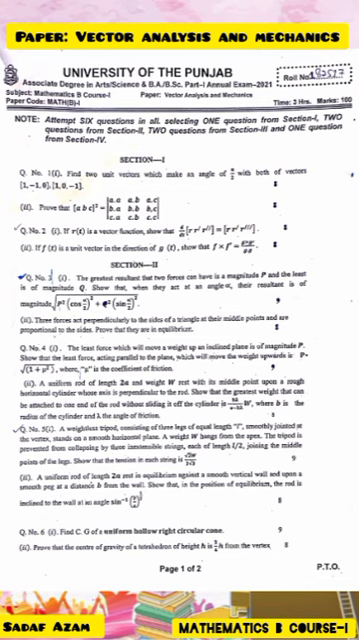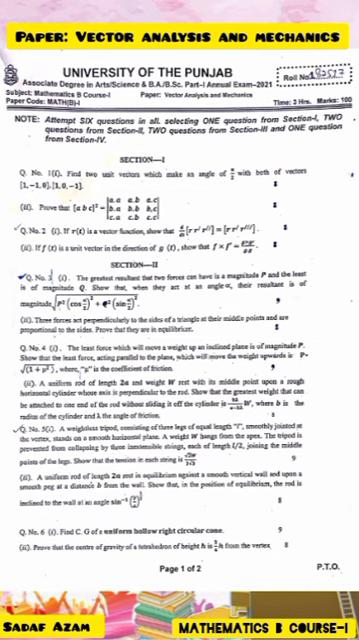2. Three forces act perpendicularly to the sides of a triangle at their middle points and are proportional to the sides. Prove that they are in equilibrium. Question number 4. 1. The least force which will move a weight up an inclined plane is of magnitude P. Show that the least force acting parallel to the plane which will move the weight upwards is P under root 1 plus mu square, where mu is the coefficient of friction.